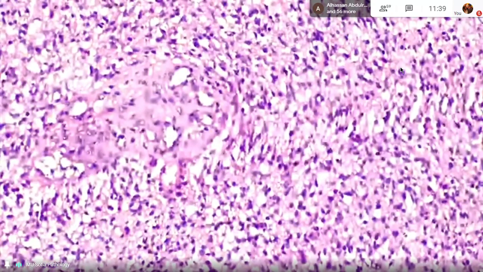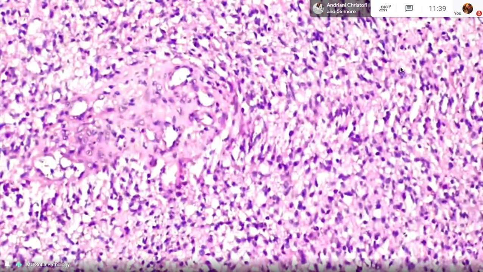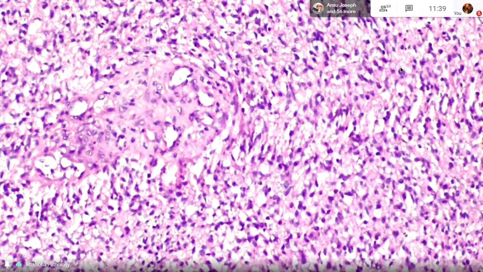And do not forget the large areas of hemorrhages that can occur within this tumor because of the proliferation of these small vessels, but they can easily rupture some of them. Okay, do you have some questions for this slide? Or we can go further.